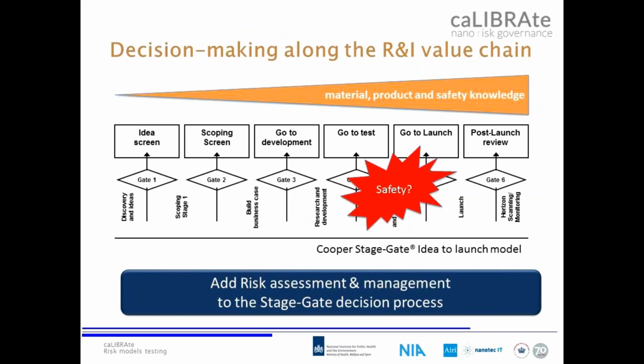In the next slide, as said before, we want to support decision making all along the research and innovation value chain. We are using the Cooper stage-gate model, and you can see here the value chain of research and innovation. At each of the stages you can have a gate where you need to take go/no-go decisions, and the level of knowledge in terms of materials, product, and safety that you have in order to take your decisions increases, going from idea screening to the market and the post-launch review of a product. What we want to do in caLIBRAte is to add risk assessment and management aspects to the stage-gate decision process.